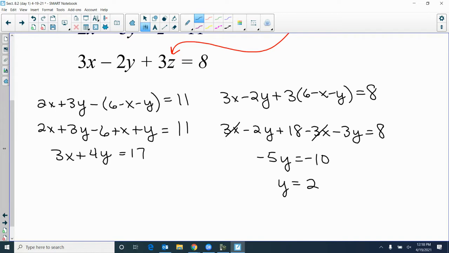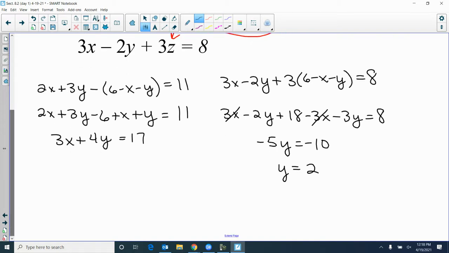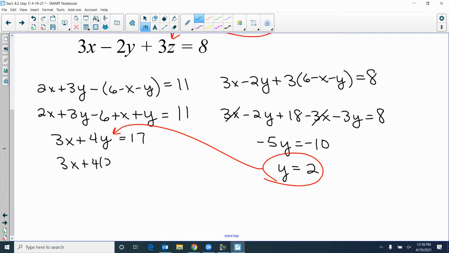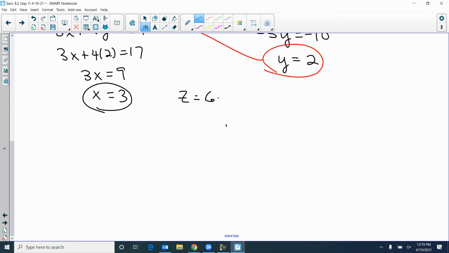Our whole goal is to figure out what all three variables are. So now I can plug in y equals 2 over here and figure out what x is. And so I get 3x plus 4 times 2 equals 17. That's 8. Subtract 8, I get 3x equals 9. X equals 3. And then, when Nathan said to get z by itself, what do we have? Z equals 6 minus x minus y. And then that gives me z equals 6 minus 3 minus 2. Z equals 1.